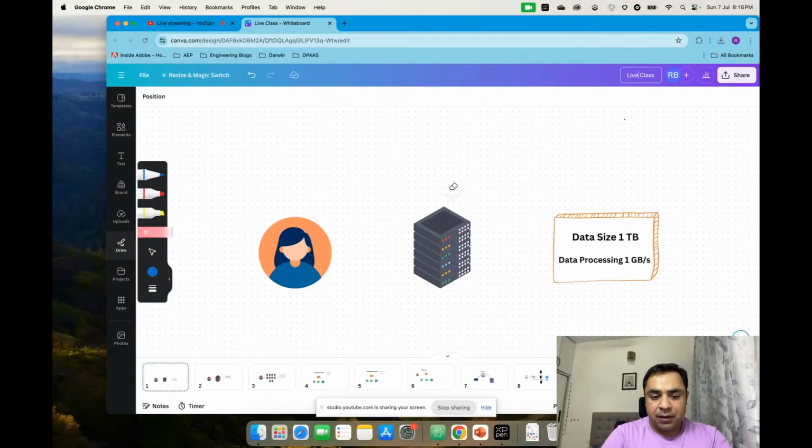Are you able to see my screen? This one, are you able to see my screen?